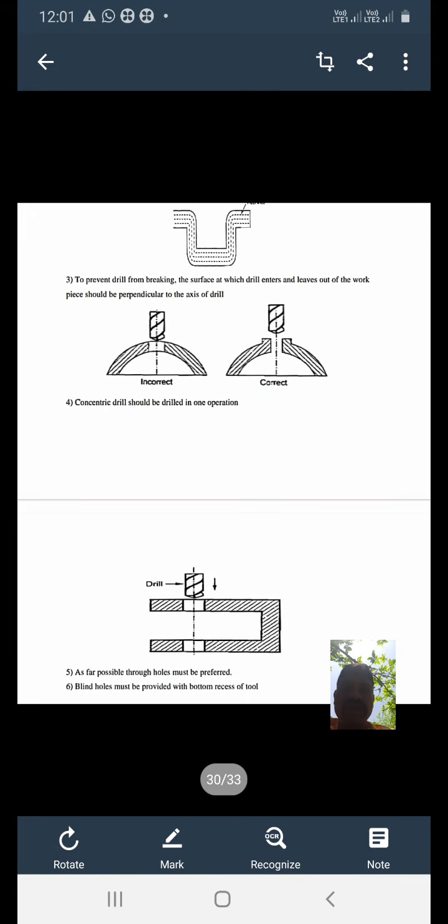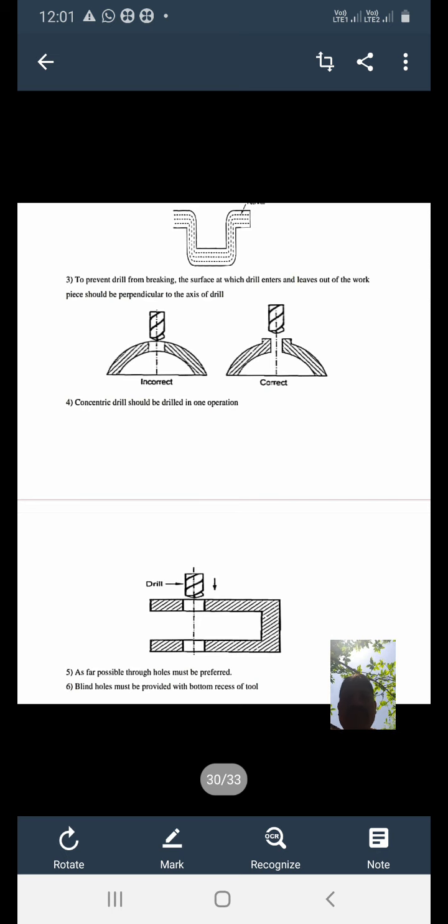Next, see here, as I have already told, to prevent the drill from breaking the surface at which the drill enters and leaves the work, this drill should be parallel and perpendicular to that surface. I have shown both images. One is the incorrect image, another is the correct image.